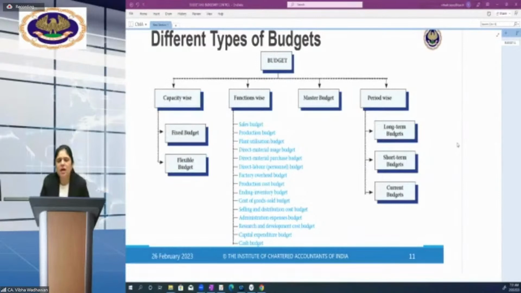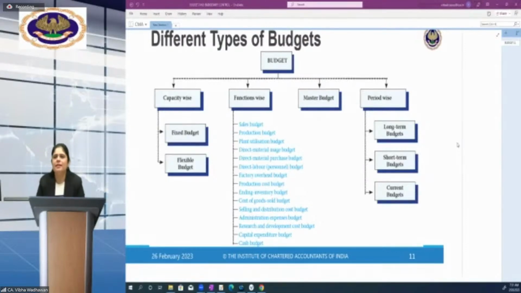Short-term budgets are basically up to 2 years. So from 1 to 2 years, 1 to 3 years maximum, is a short-term budget. Current budget, we can make a budget for a month, we can make a budget for years, we can make a budget weekly also. Current budgets are made as and when the need arises, as per the requirement of the organization.